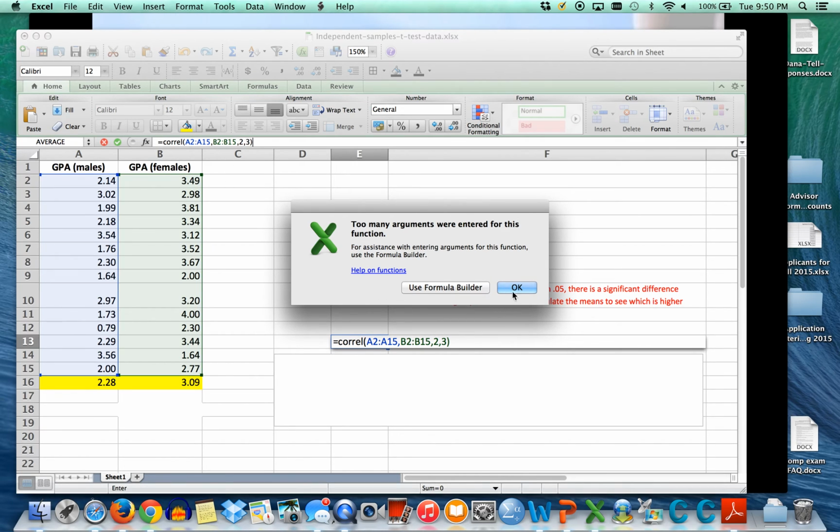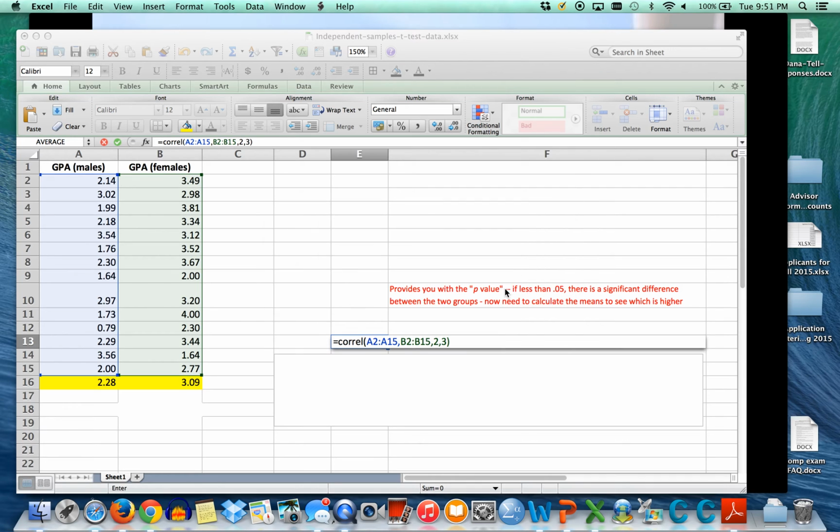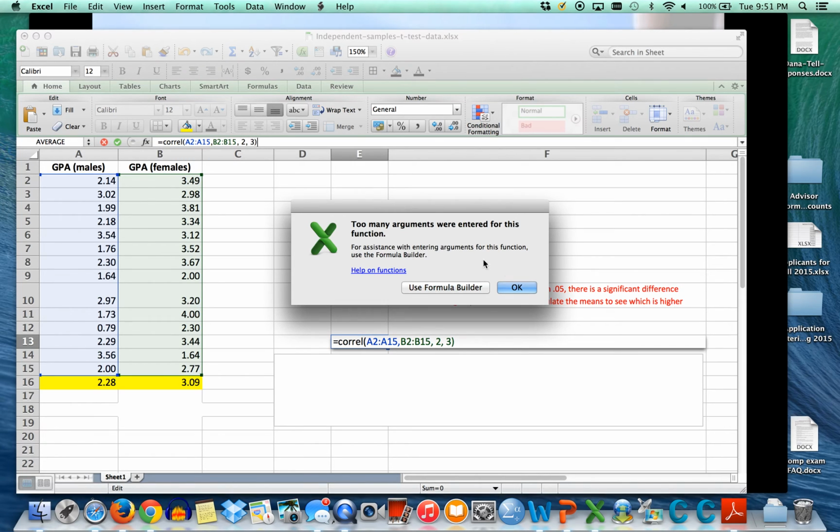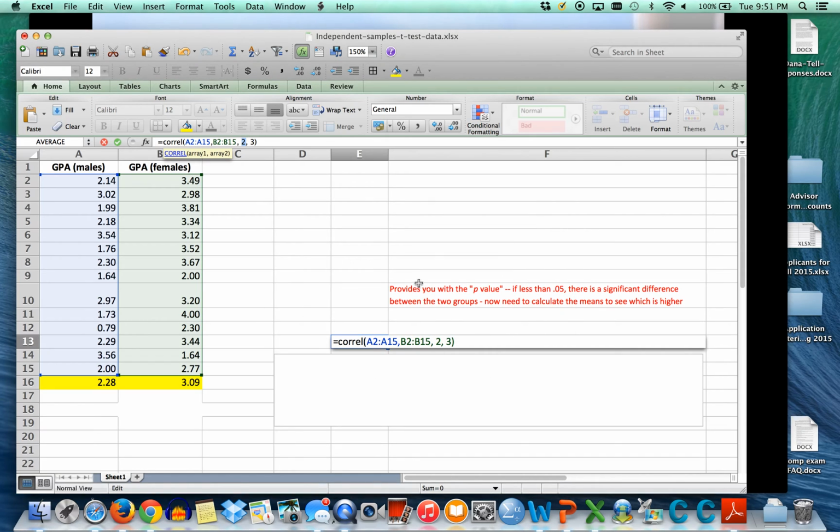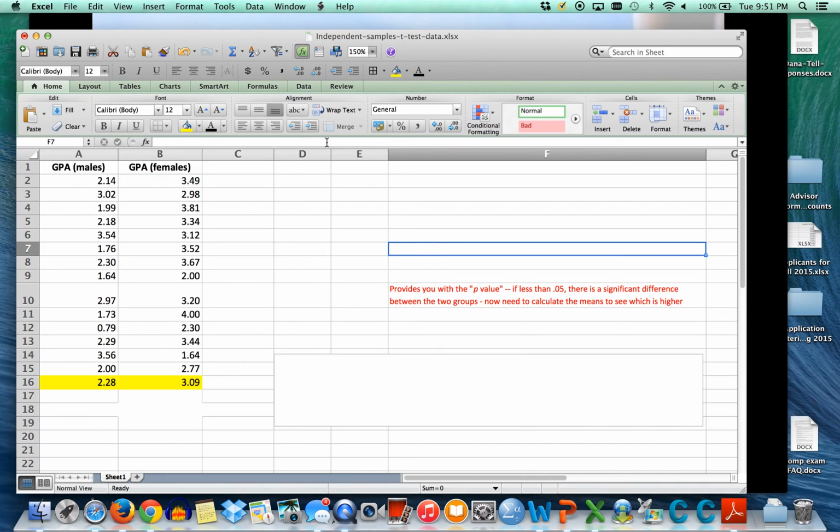Oh. Okay, that didn't really work, and I don't know why. Hold on one second. It may be because I didn't do a space between these. No. Okay, so I'm just going to try that over here.